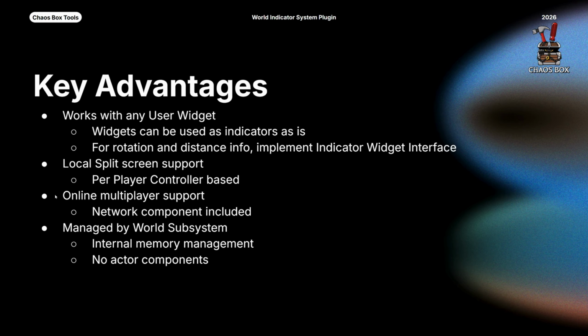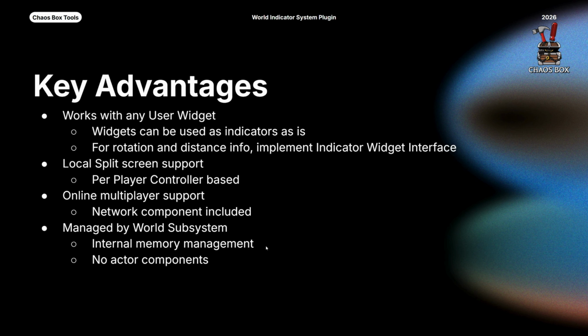The system supports online multiplayer out of the box. This is done by the World Indicator Network component. This component needs to be added to the player controller, and then it includes many handy functions for broadcasting, creating indicators, and removing indicators. World Indicator is managed by a world subsystem.